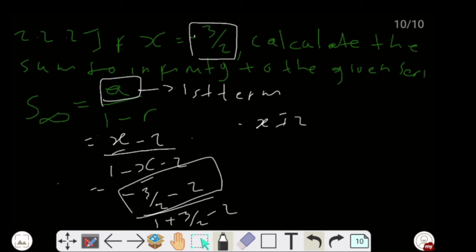So let me just quickly add that on the side. So it's negative 3 over 2, remember it's minus and a minus, over 2 over 1, 2 over 2, so it's minus 3 minus 4 over 2, so it's negative 7 over 2 on top. It's negative 7 over 2. At the bottom you do the same, add your fractions.